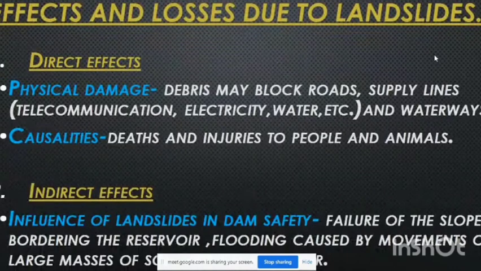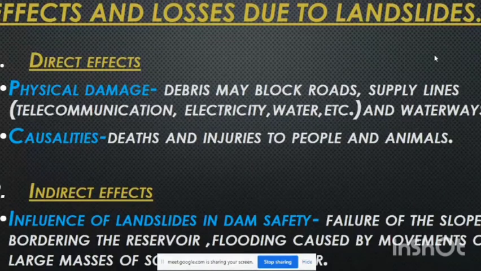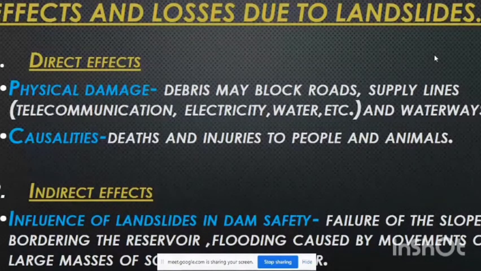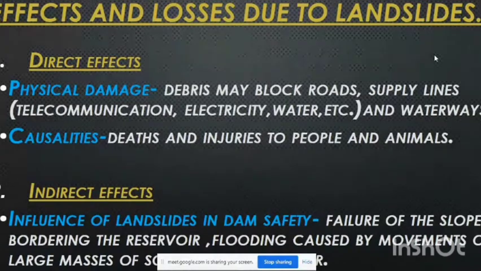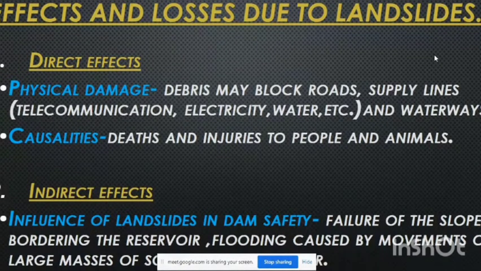Effects and losses due to landslide. Direct effect, physical damage. Debris may block roads and supply lines, telecommunication, electricity, water, etc. And water waves. Casualties, deaths and injuries to people and animals. Indirect effect. Landslides, influence of landslides in dam safety. Failure of the slopes bordering the reservoir, flooding caused by movements of large masses of soil.